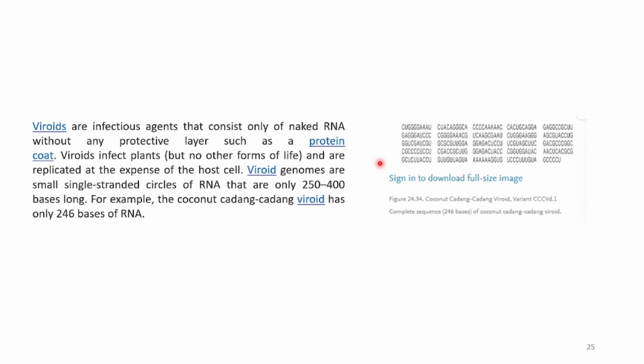So, viroids are infectious agents that consist only of naked RNA without any protective layer such as a protein coat, and they infect plants only, no other forms of life, and are replicated at the expense of the host cell. And viroid genomes are small single-stranded circles of RNA that are only 250 to 400 bases long. As we know, viruses all encode at least one protein needed for the replication of the virus genome, but viroid RNA does not contain any gene that encodes proteins. It merely carries signals for its own replication by the host machinery. So, although the viroid encodes no protein enzymes, the viroid RNA itself acts as a ribozyme. That is, the RNA catalyzes an enzymatic reaction.